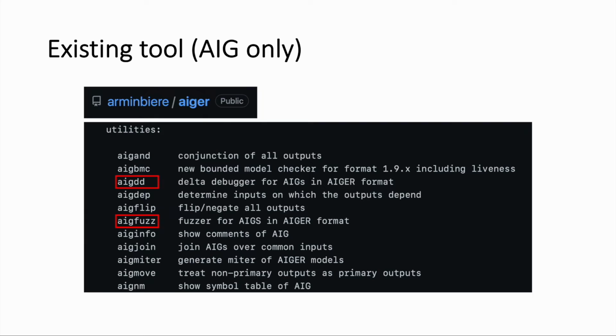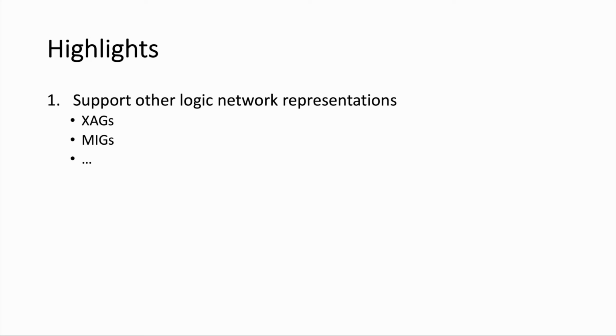Although there are already an AIG fuzzer and delta debugger provided in the Aiger repository, there are two key highlights of our toolkit. First, it can be used for not only AIGs, but also any other logic network representations such as XAGs and MIGs, which was not possible before.